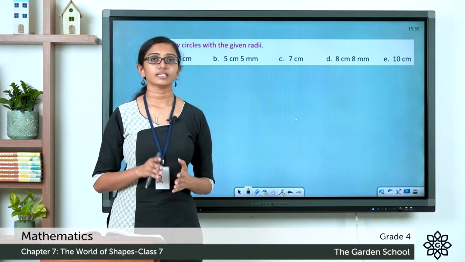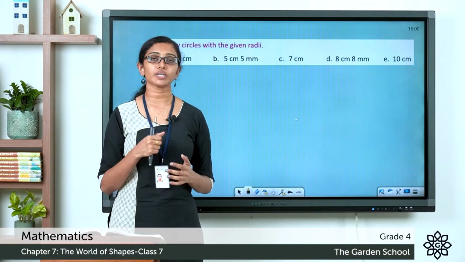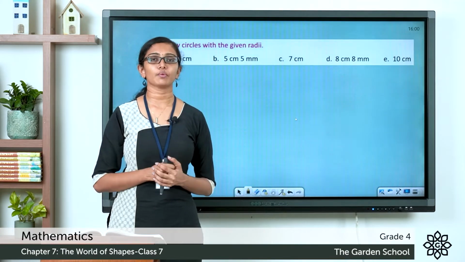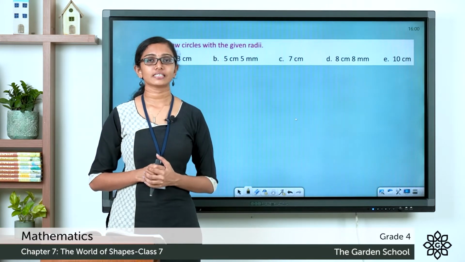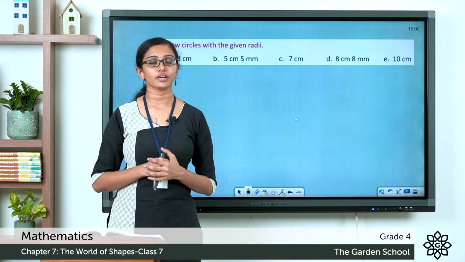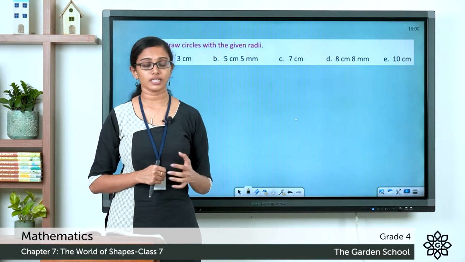Radius is the distance from the center of a circle to any point on the boundary of the circle. And a circle can have any number of radii. We've already seen how we can draw circles using a compass and a ruler. So the first question here is you have to draw a circle with radius 3 cm.